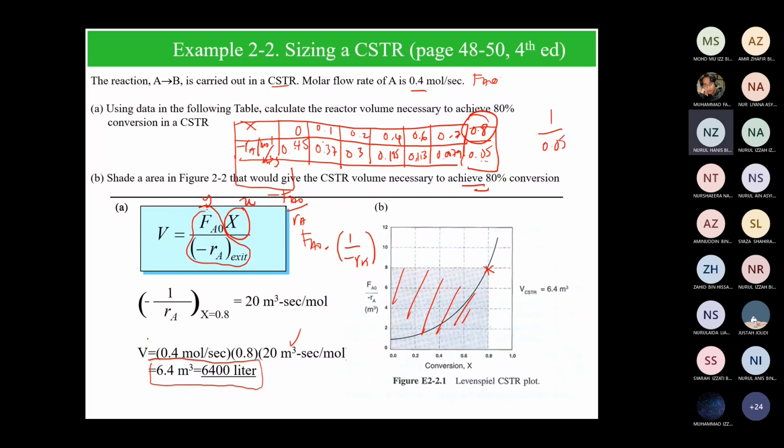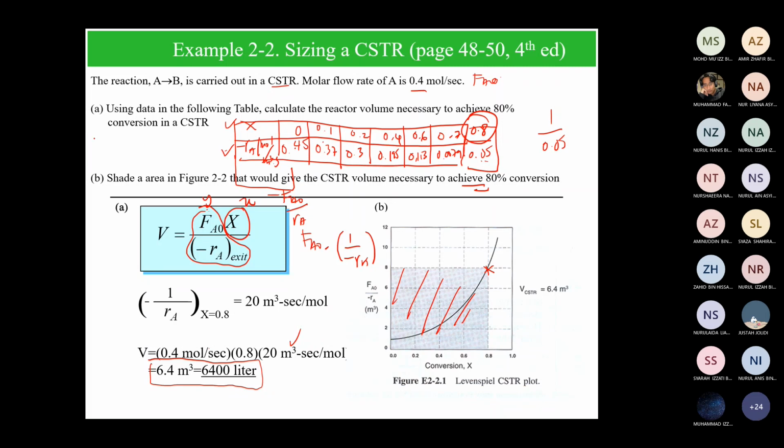Doktor, saya tak jelas yang table tu, doktor. Oh, yang table. Okay. Sebenarnya dalam table question ni dia given only for X dengan negative RA. Alright, kalau kita tengok, dalam soalan memang dah ada value ni lah.